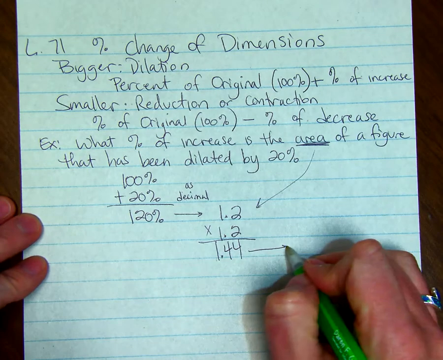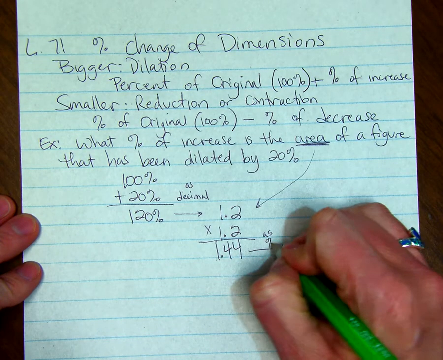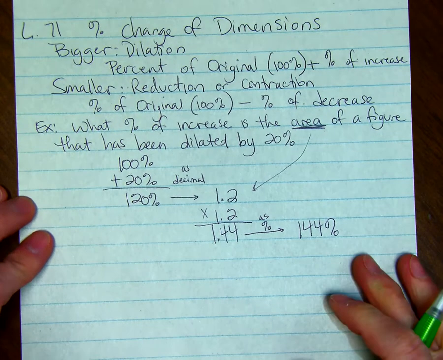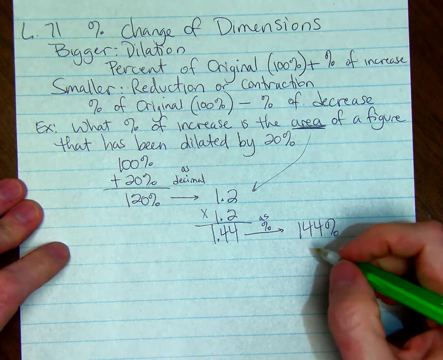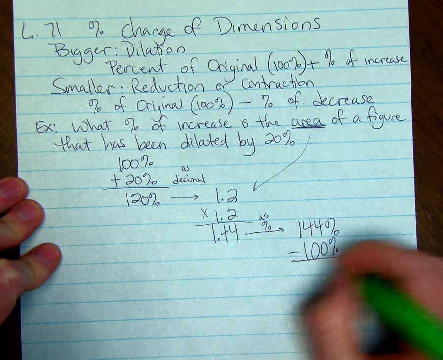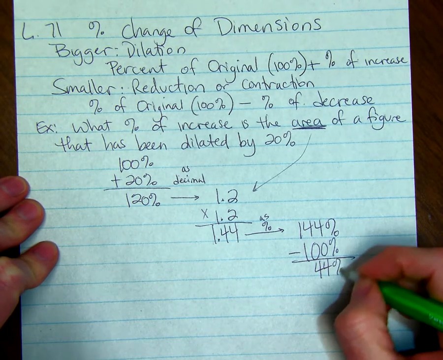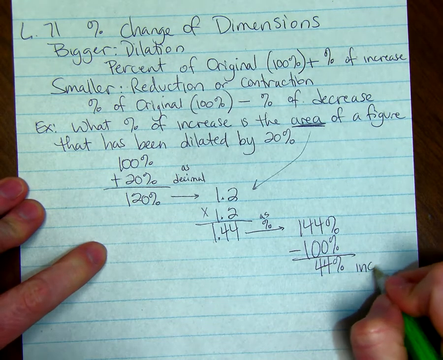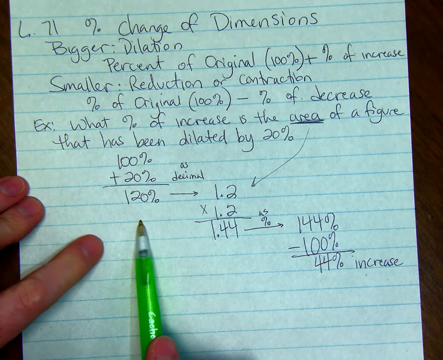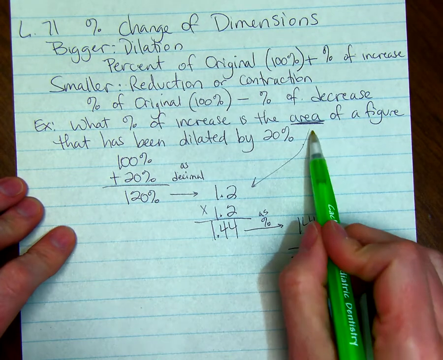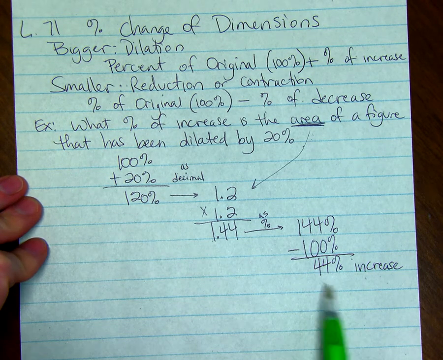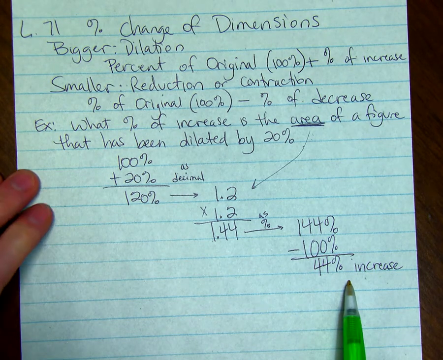The new area, so now you do as a percent, is 144% of the old one. So if you take away the original, it increased by 44%. So there's a 44% increase. So you have to add the percent, change it to a decimal, square it because it's area, change that to a percent, and then take off the original. So it increased by 44%.